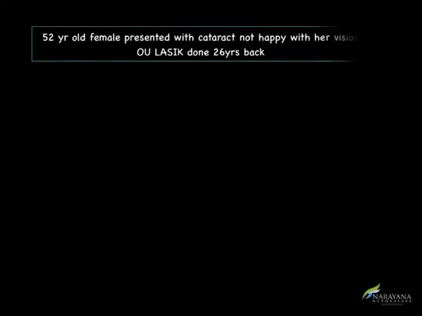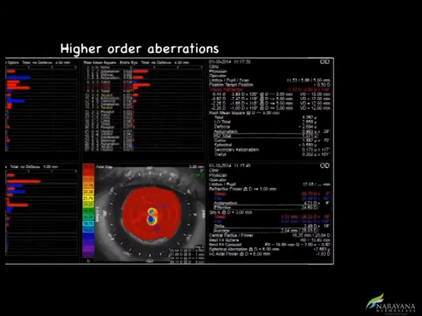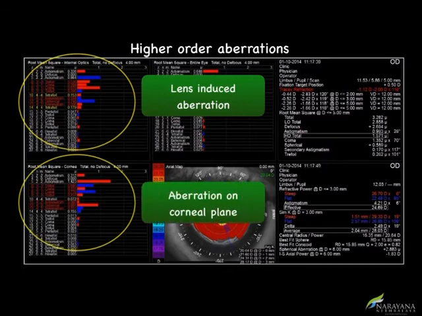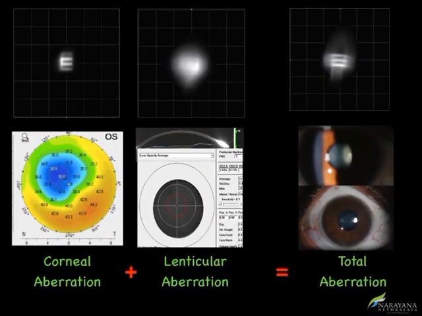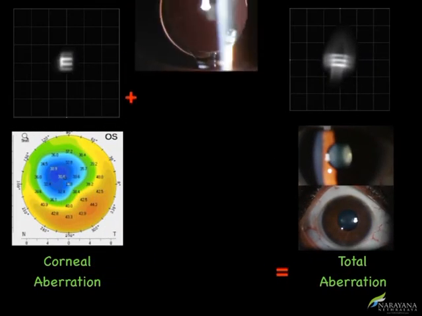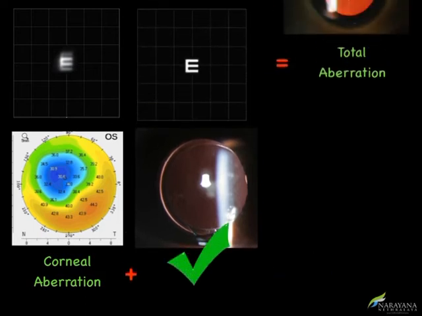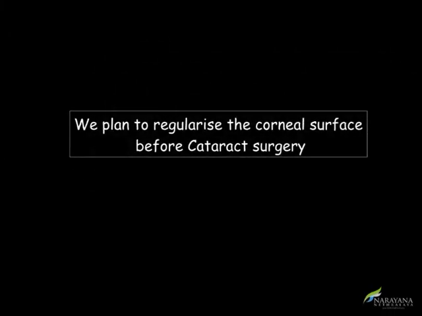This is a very interesting case of a 52-year-old female with decentered ablation. Ray tracing aberrometry reveals higher-order aberrations contributed not only by the lens but also by the cornea. As we know, the total optical aberrations is contributed by cornea as well as the internal optics. If we only treat the lens, patient would still not experience optically clear vision. In such situations, we plan to regularize the corneal surface before cataract surgery.